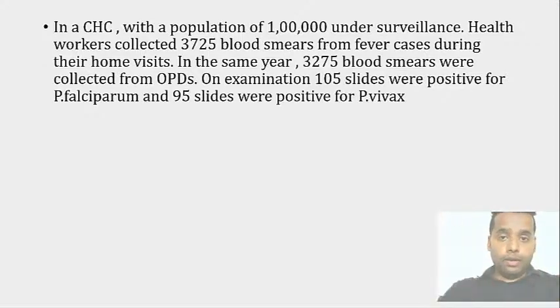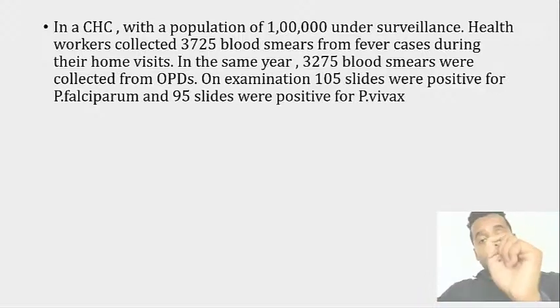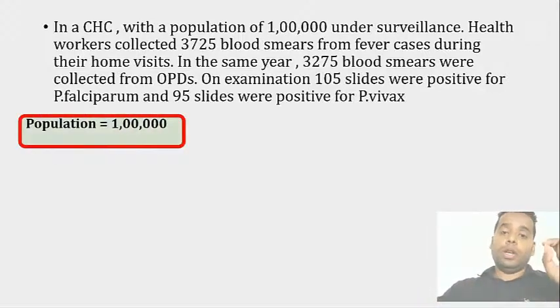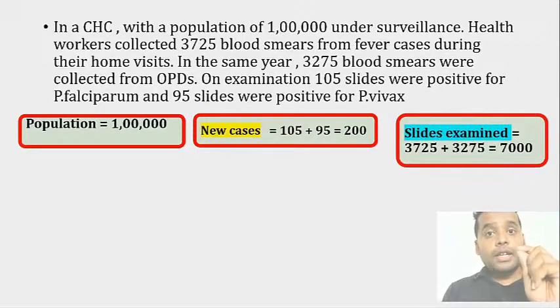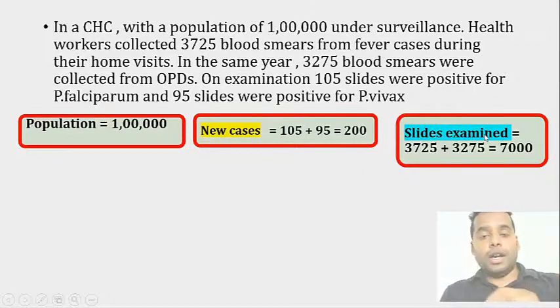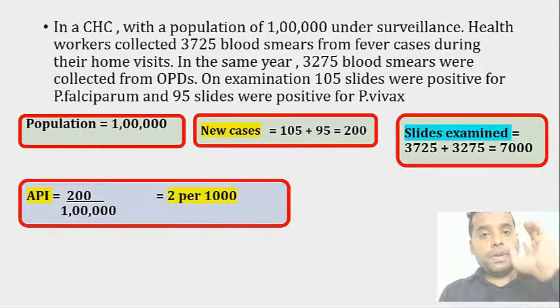So based on the available information, what is the denominator? Population 1 lakh, that is very important. Then new cases, add both 105 plus 95, 200. Then check slides examined, 7,000. When they give new cases, from that we calculate API. From slides examined, we can calculate ABER, annual blood examination rate.